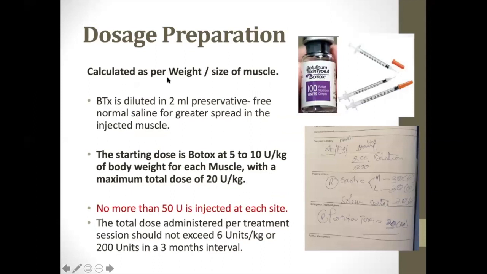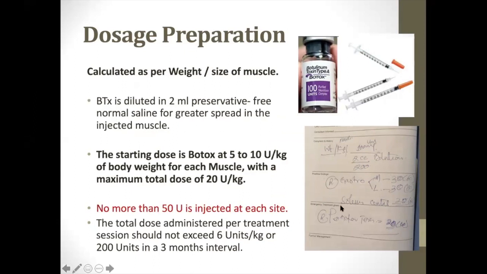So the calculated dose should be as per weight and the size of the muscle, and it is diluted in 2 millimeter preservative. Dosage is 5 to 10 units per kg per muscle, as per body weight. And the total dosage should be calculated by body weight, not by a single muscle. I usually write it down like this: I calculate the dose, write down the total dosage calculation and the muscles.